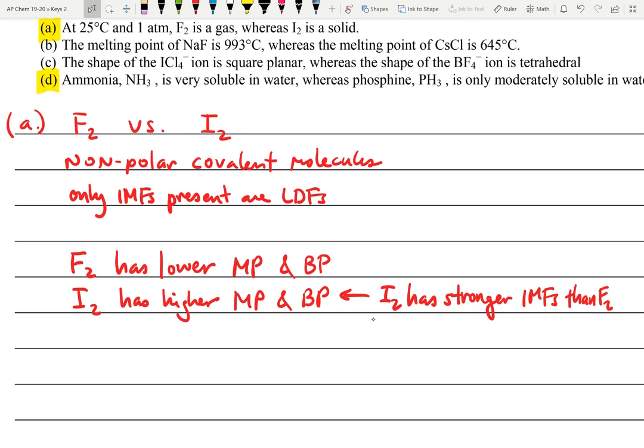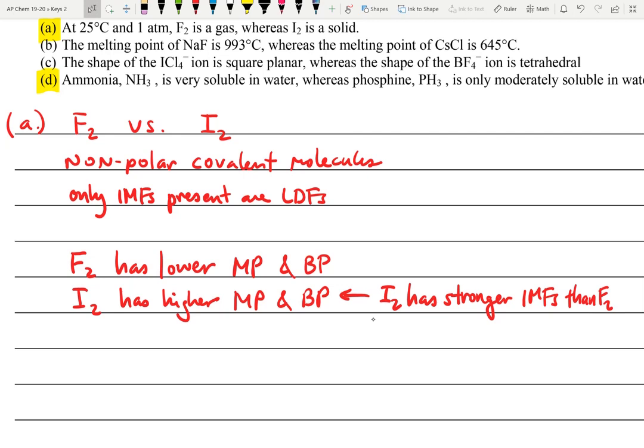And we know fluorine is a gas, it says so here. Chlorine's also a gas at room temperature. Bromine's a liquid at room temperature. Iodine's a solid. So we see that gas, liquid, solid progression as we look through the halogens. But we're just going to zero in on fluorine and iodine here.